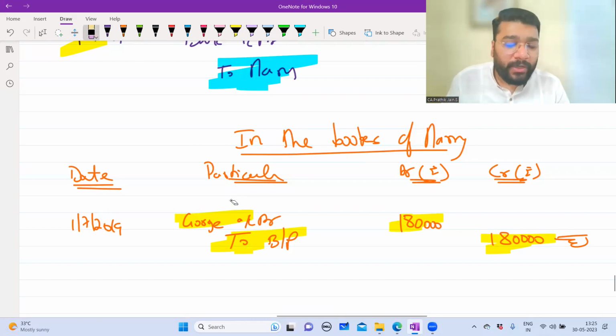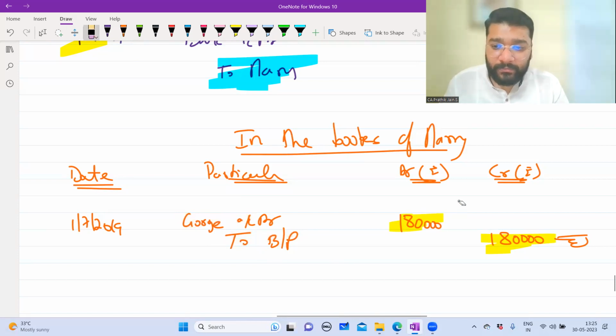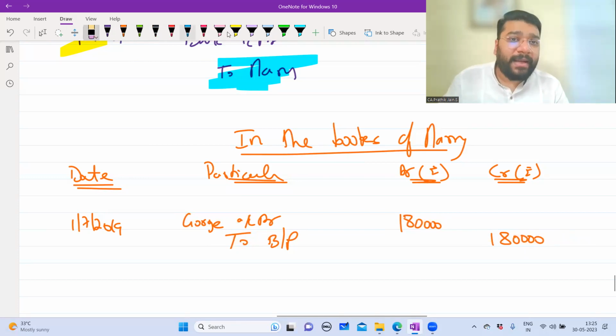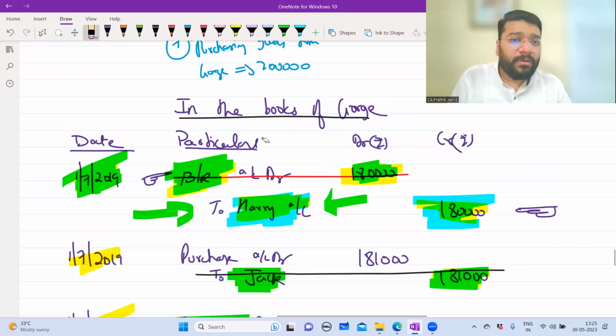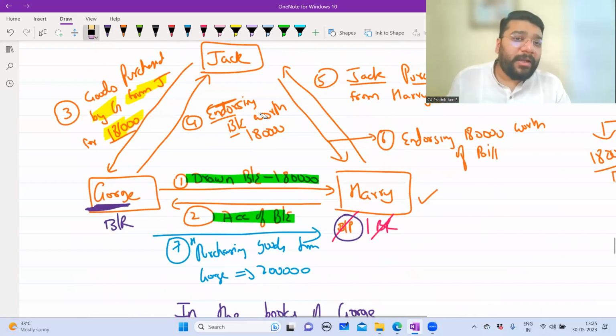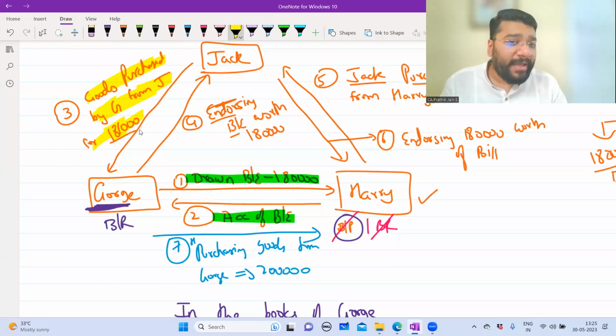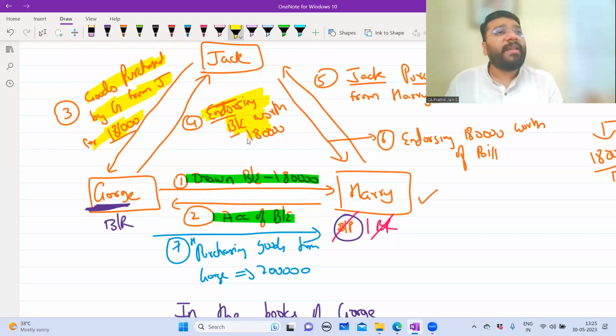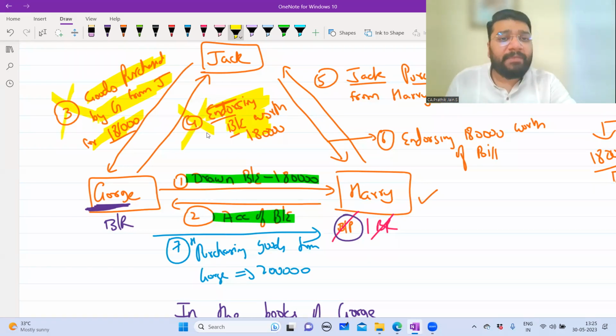180. Online people, any problem? No, sir. Now, what is the second transaction? Gorgi is first purchasing the goods from Jack, and then he's endorsing this bill to Jack. Will Harry record this? Online people, will Harry record this? No, sir. Third entry and fourth entry, Harry will not record.